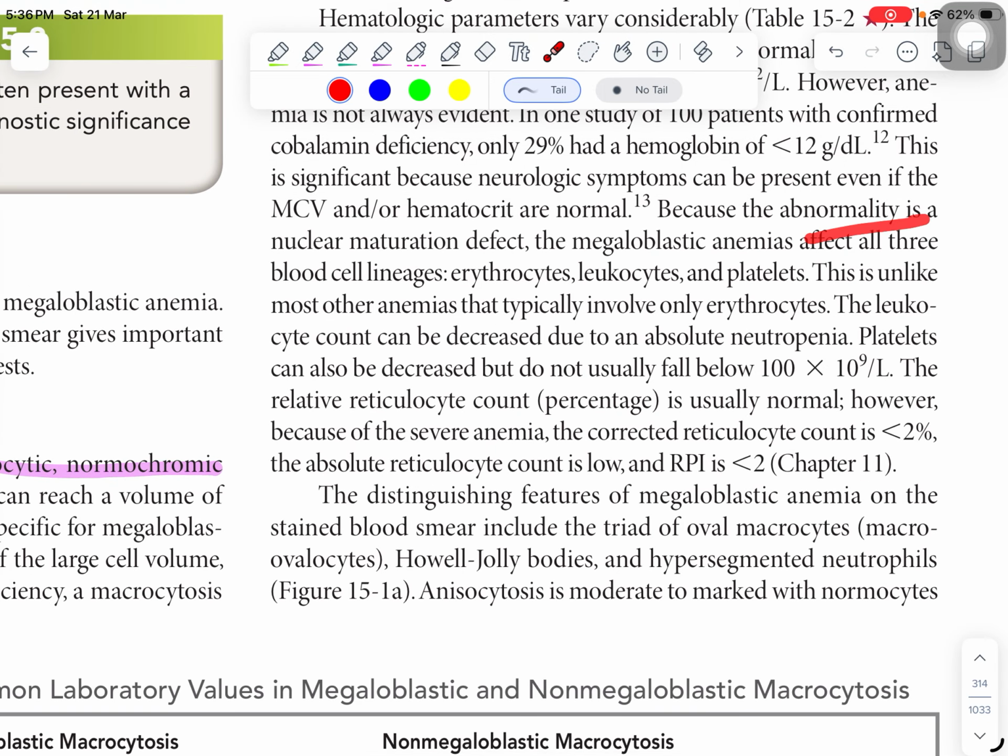Because the abnormality is a nuclear maturation defect, megaloblastic anemia affects all three blood cell lineages: erythrocytes, leukocytes, and platelets. This is unlike most other anemias, which typically involve only erythrocytes. The leukocyte count can be decreased due to an absolute neutropenia. Platelets can also be decreased but do not usually fall below 1 lakh.